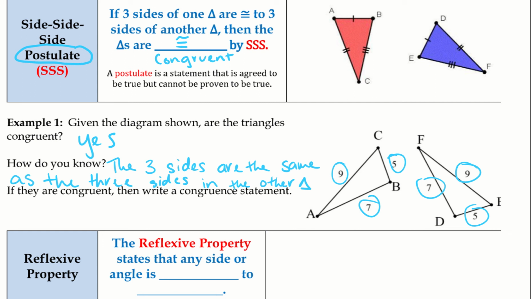Alright, and if they are congruent, write a congruent statement. For a congruent statement, we need both triangles. The first triangle, it doesn't matter how we decide to write it. The second triangle, we have to make sure we match that up.